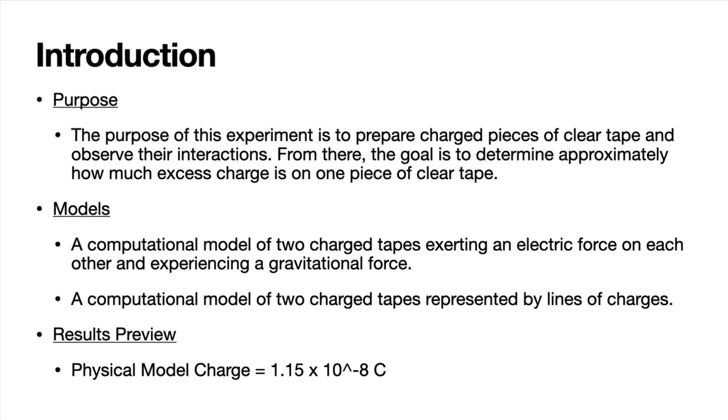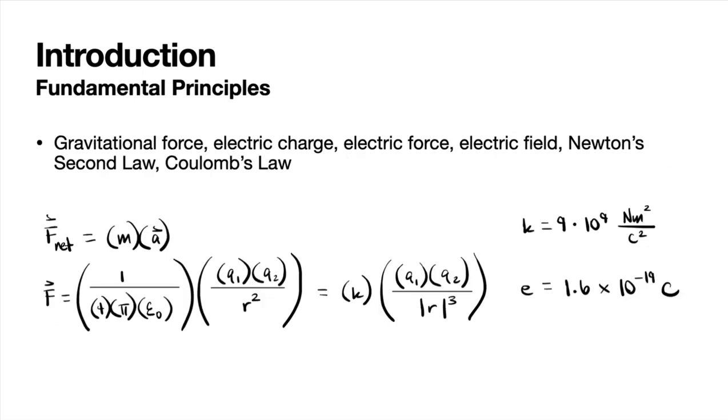For the models, a computational model of two charged tapes exerting an electric force on each other and experiencing a gravitational force is created, and then also a computational model of two charged tapes represented by lines of charges is created. And the physical model charge is 1.15 times 10 to the negative 8 coulombs.